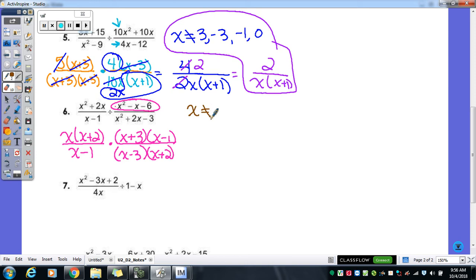So before we start doing all of our canceling, let's figure out our restrictions. There's going to be 3 of them this time. From the first fraction, what number would make that a 0? 1. So if I put 1 in for x, 1 minus 1 gives me 0. So 1 is our first restriction. 3 and then negative 2. There you go. 1, 3, and negative 2.